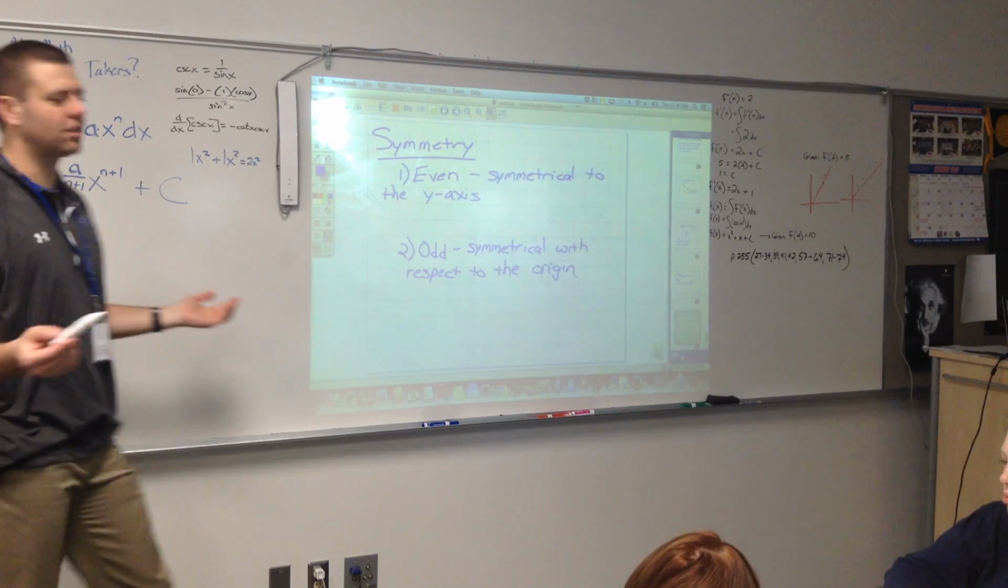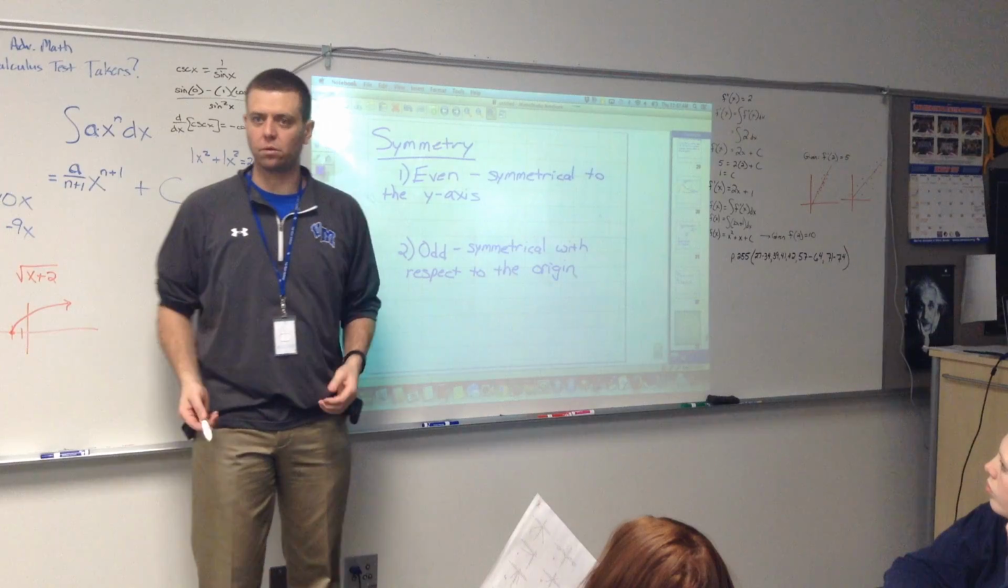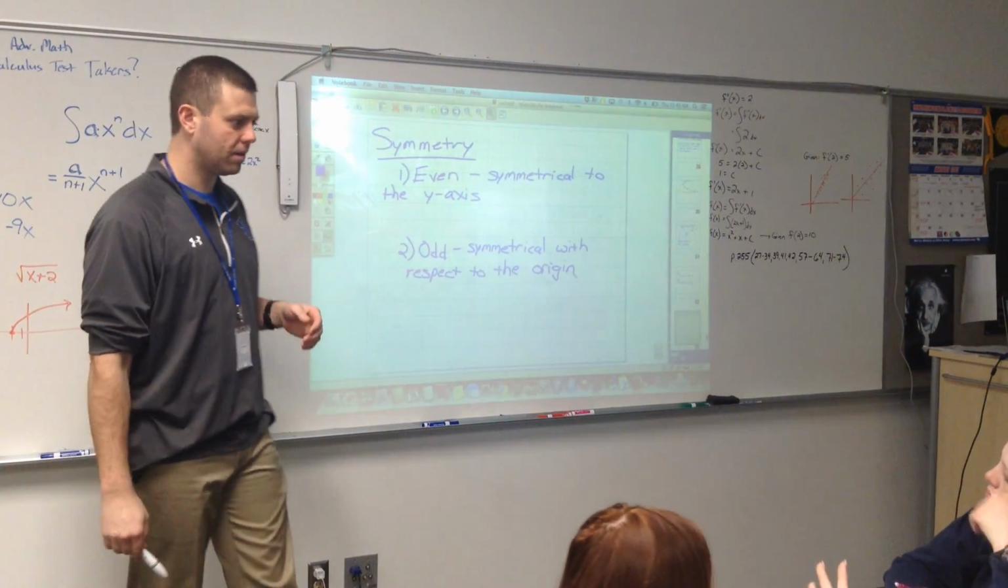Now, just because something has an x squared in it doesn't make it an even function. But the parent function is y equals x squared and y equals x cubed. X squared is even, x cubed is odd. Okay?